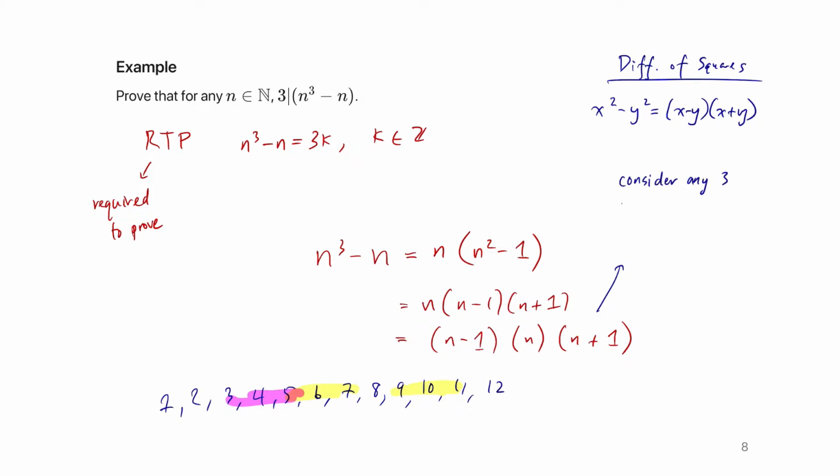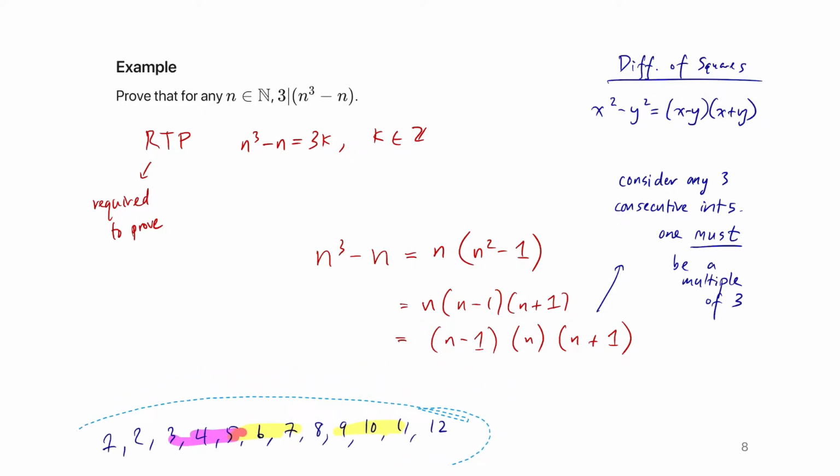Any 3 consecutive integers, one must be a multiple of 3. Okay? That means in this product, either n minus 1 has a factor of 3, or n has a factor of 3, or n plus 1 has a factor of 3.